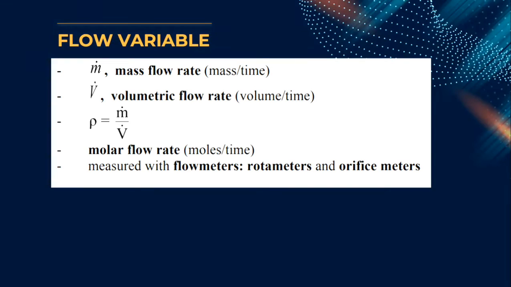Flow variable. Here are the units: M, mass flow rate; V, volumetric flow rate; rho equals M over V; molar flow rate. Flow is measured with flow meters, rotameters, and orifice meters.